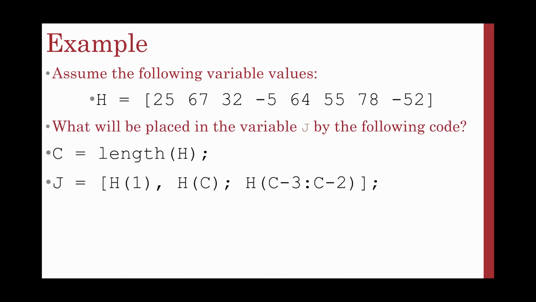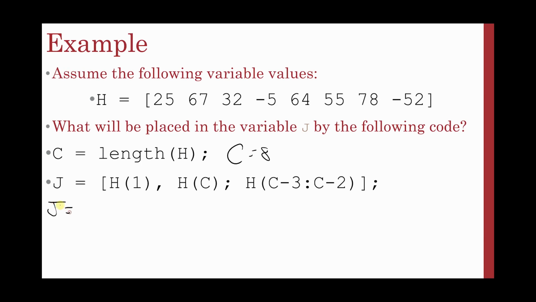Let's work on another one. What will be placed in the variable j by the following code? c is equal to the length of h, and j is defined as h(1), h(c), then h(c-3:c-2). So again, let's work through this one by one. c is equal to the length of h, which is 1, 2, 3, 4, 5, 6, 7, 8. So c is equal to 8.